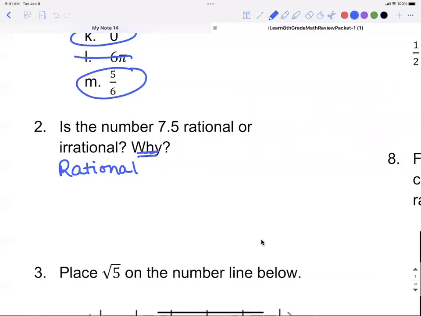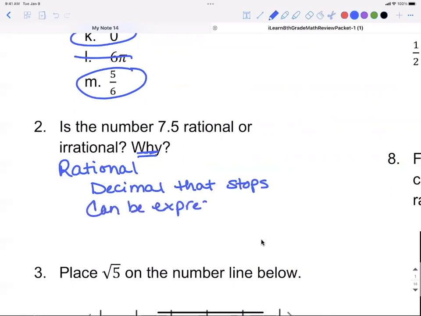One explanation is that it is a decimal that stops. The other one is that it can be expressed as a fraction.